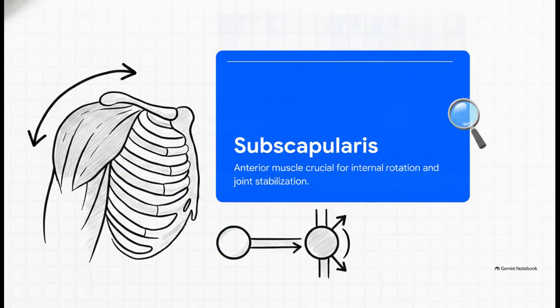Finally, the last S in SITS. If we look at the anterior or front of the shoulder blade, basically plastered right against the side facing the rib cage, we have the massive subscapularis. Because of its anterior placement, it pulls the arm inward, making it absolutely crucial for internal rotation. But beyond just movement, it acts as a vital anterior joint stabilizer. It practically hugs the front of the joint to keep it securely locked in place.